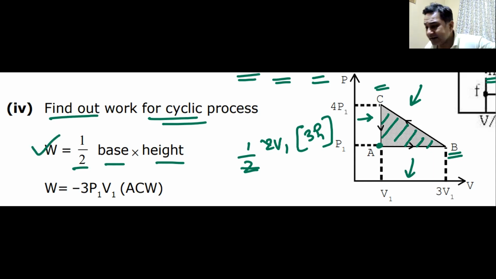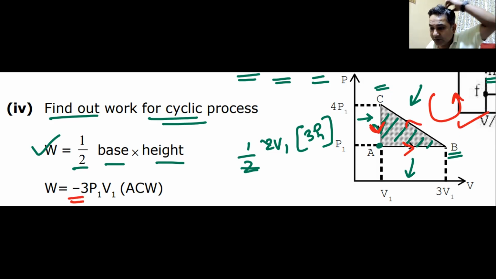Now, work done in a cyclic process can be positive or negative. Look at this cycle. This cycle is happening in the anti-clockwise sense. Do you understand anti-clockwise sense? The cycle is happening like this. This is anti-clockwise, and therefore anti-clockwise work done is taken as negative, and that is why the answer is minus 3 times P1 V1. Do we understand this?